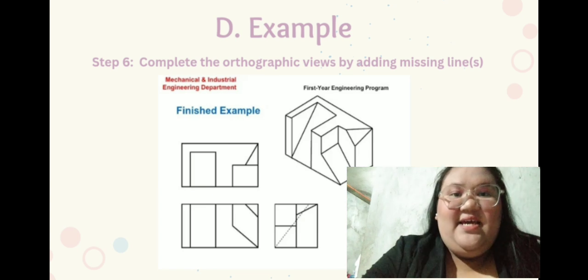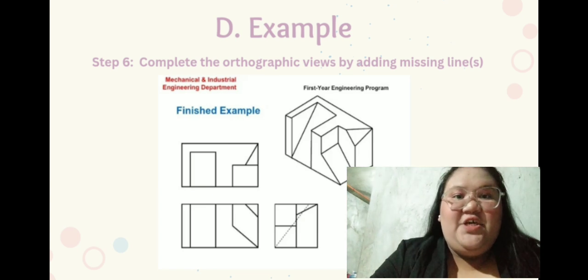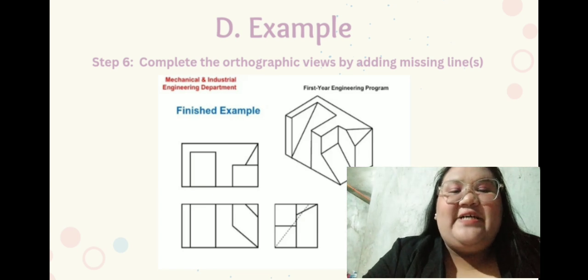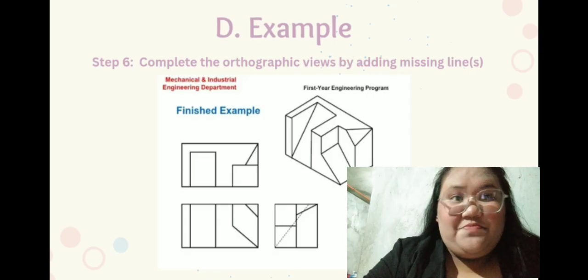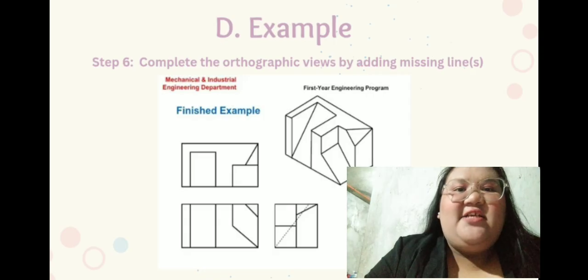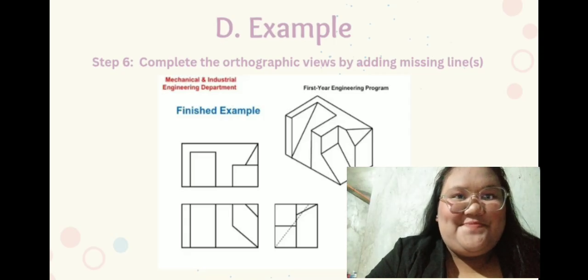So in summary, this procedure helps you first build a 3D understanding of the object. Second, identify which lines should appear in each orthographic view. And third, correctly add missing or hidden edges.